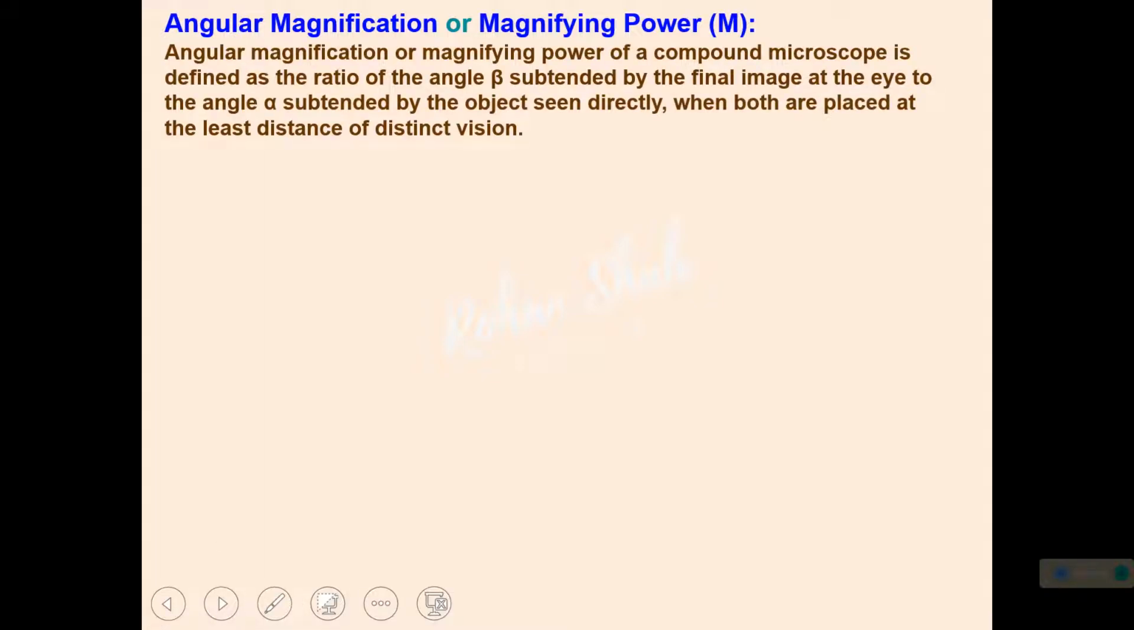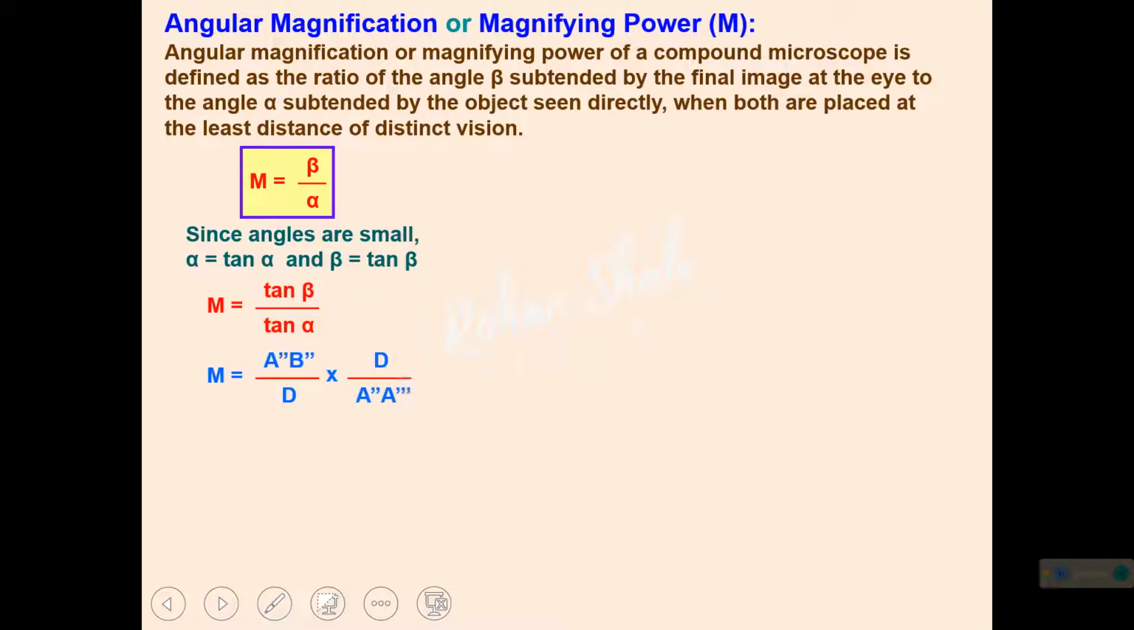Now the angular magnification or the magnifying power. So angular magnification or magnifying power of a compound microscope is defined as the ratio of angle beta subtended by the final image at the eye to the angle alpha subtended by the object seen directly when both are placed at the distance of least distinct vision, that is LDDV. So m is equal to beta upon alpha. As such angles are very small, we can replace beta by tan beta and alpha by tan alpha. So we have tan beta upon tan alpha.